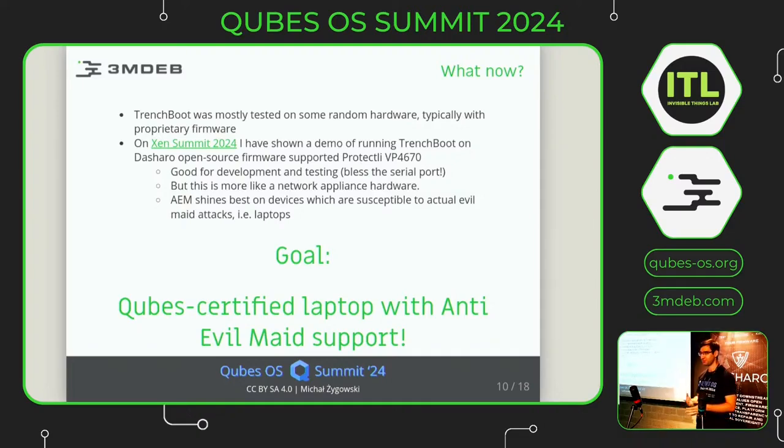However, there are still some downsides to using PC Engines devices. First of all, they are good for development and testing because they have the serial port, which simplifies the debugging. But like I said, it is more like a network appliance. The Anti Evil Maid is rather for devices that are portable. So in my opinion, the Anti Evil Maid shines the best when it is installed on a laptop, right? So the goal I have set for myself is to get the Anti Evil Maid working on a Qubes-certified laptop. And of course with open source firmware.